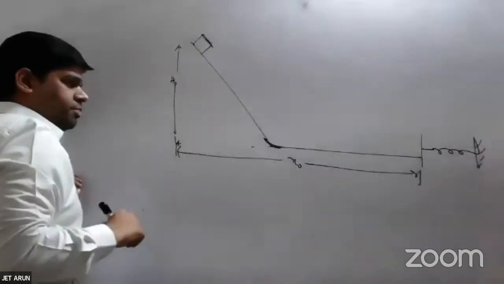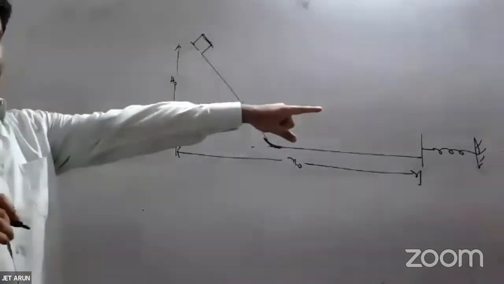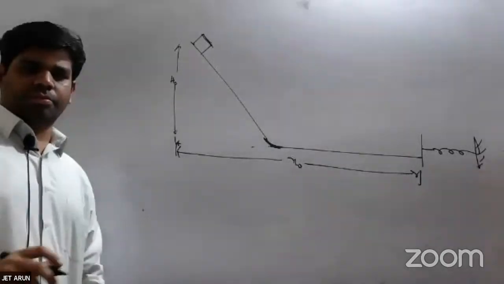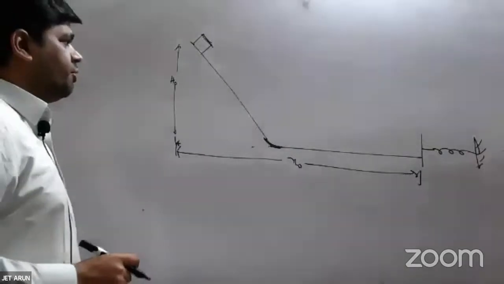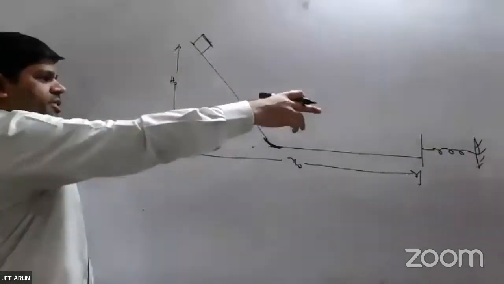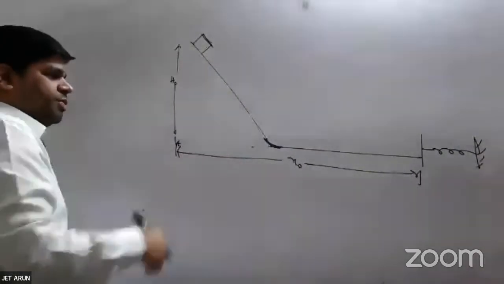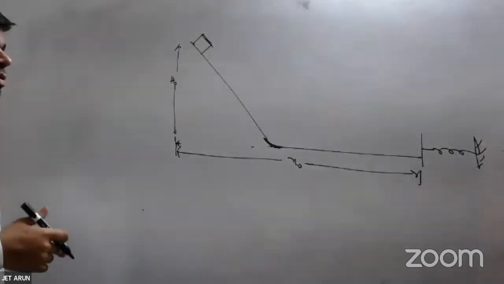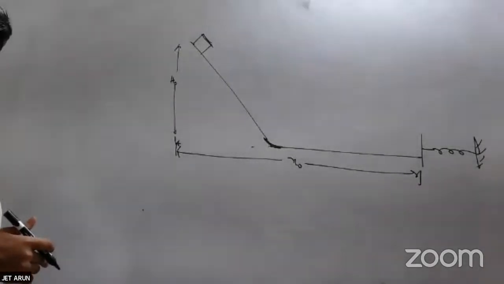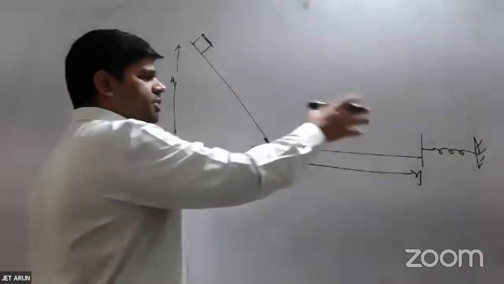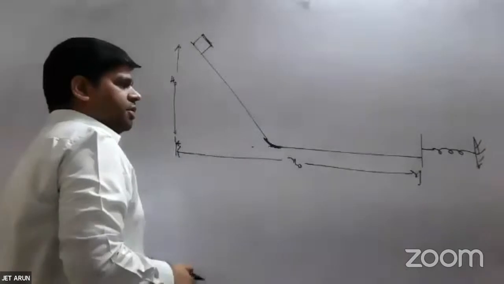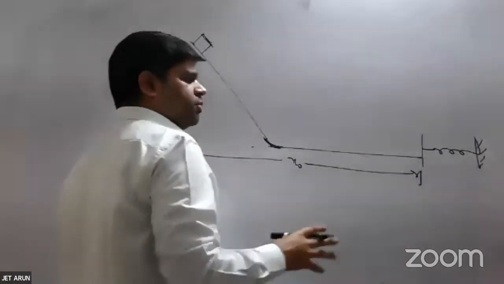I have to ultimately determine the compression in the spring. How do I do it? Initial energy and final energy are equated. And there is a loss over here, or work done by all the forces is equal to change in kinetic energy. Or I can say total initial energy is equal to total final energy.